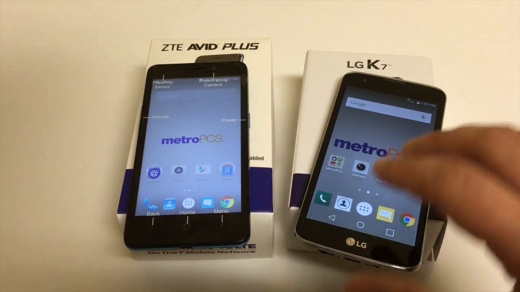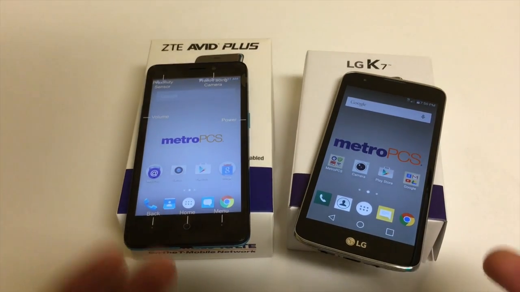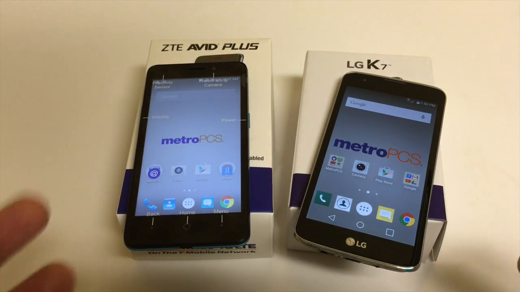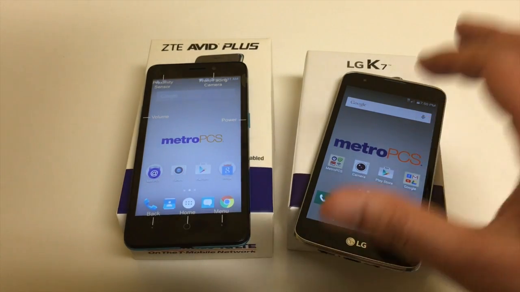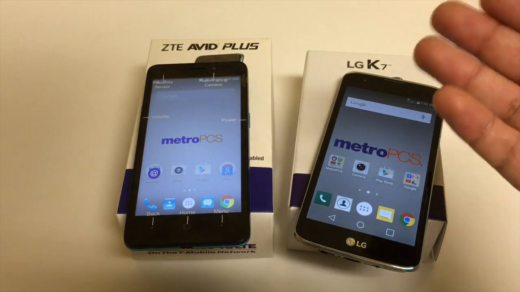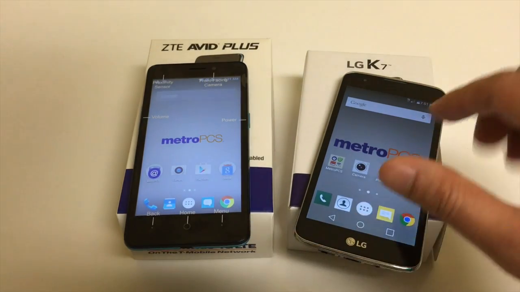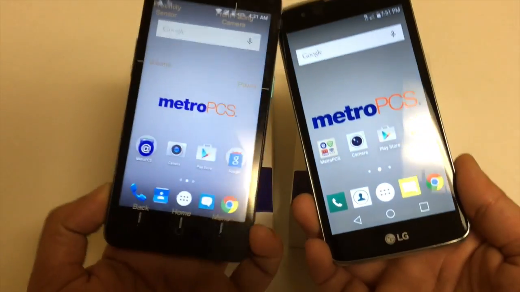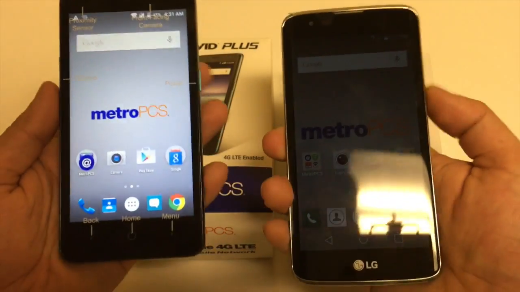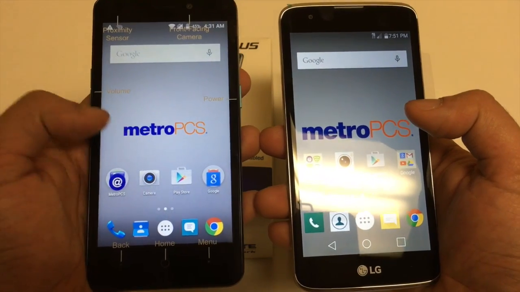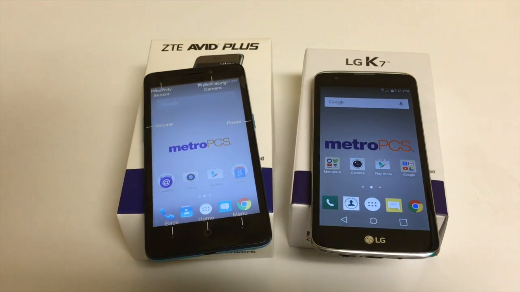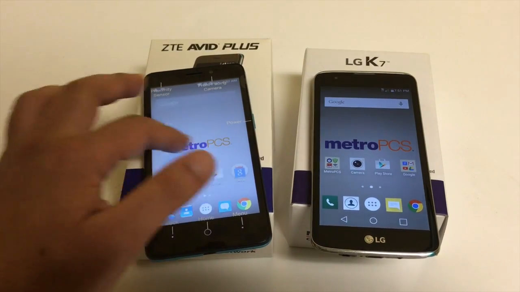In terms of the specs, they somehow come out as a draw, but if you really look at the phones themselves, in reality, this is a much better phone in terms of the camera quality. The front facing camera is 5 megapixel, while this is 2 megapixel. I'm not sure if it actually shows on the camera right here, but it's much more clear, while this seems a little bit more grainy. So if you do have a couple more bucks to spend, I would definitely say go with the LG K7 over the ZTE Avid Plus.